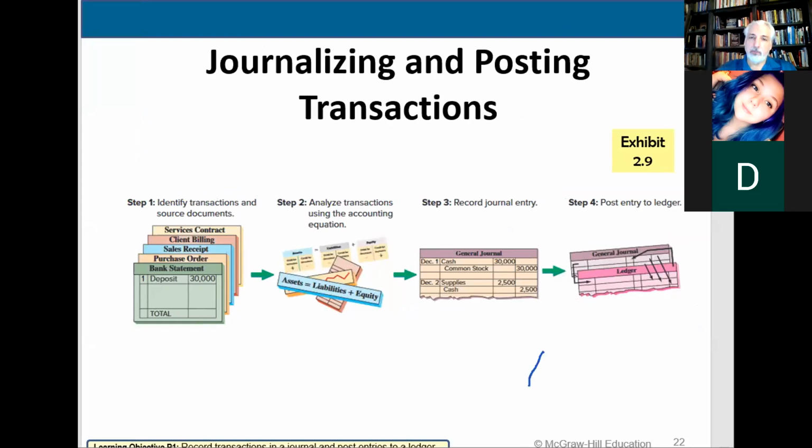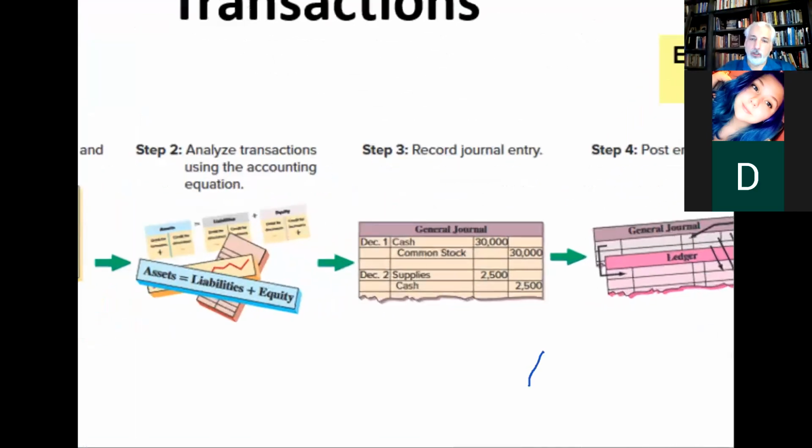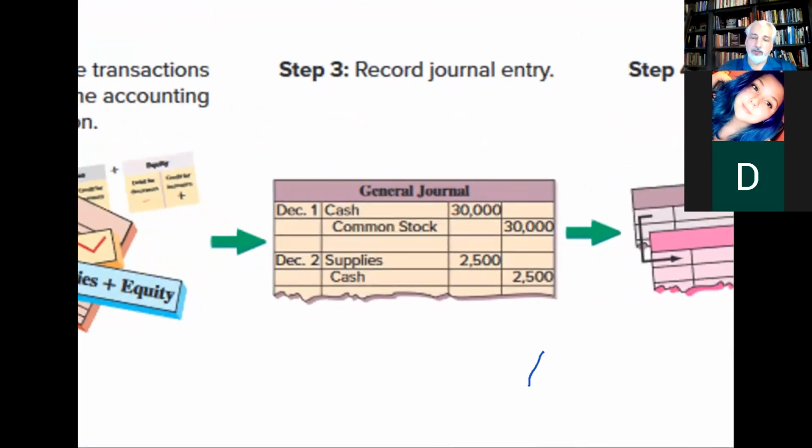Let me expand that a little bit. Record that journal entry. And sure enough, there's our $30,000. We debited cash and credited common stock. That's in balance. That's good. We credited cash for $2,500 and we debited supplies for $2,500.